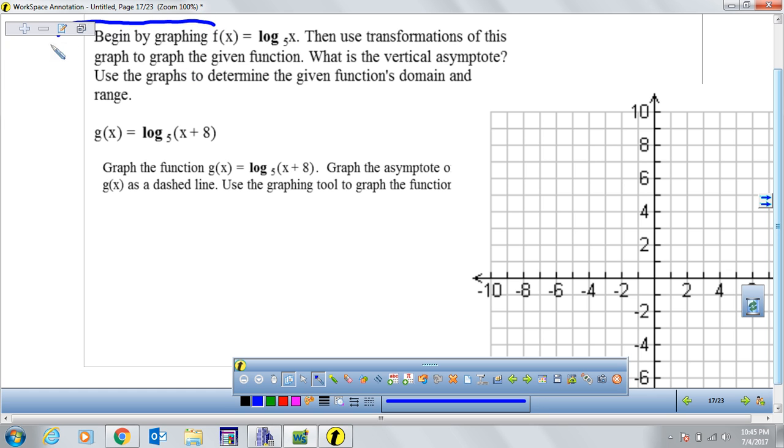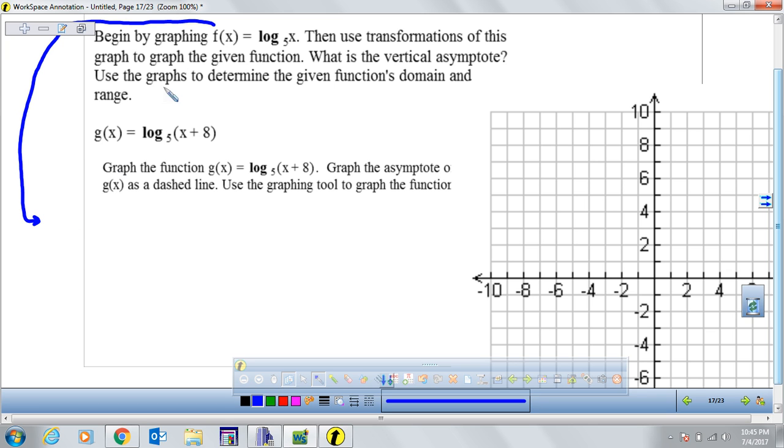The first thing that I would like for you to do, so that you can understand the concept of what we're about to do, is let's change the f of x to a y right here. So that's y equals log base 5 of x. What I want you to do is rewrite this equation in exponential form.